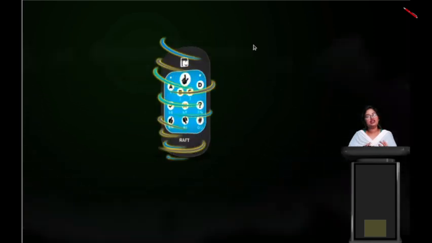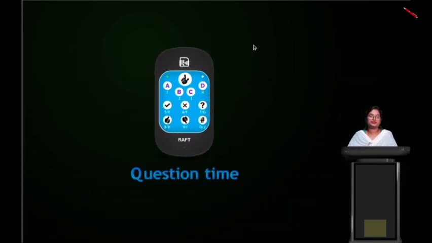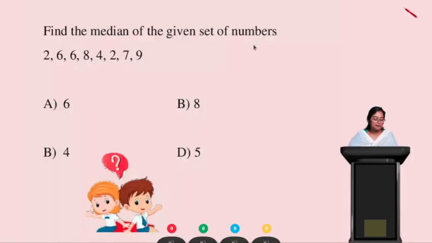So here is a question for you. I'll read out the question. Find the median of the given set of numbers 2, 6, 6, 8, 4, 2, 7 and 9. For this data you have to find out the median. The options given are option A 6, option B 8, option C 4, option D 5. And the time starts now.